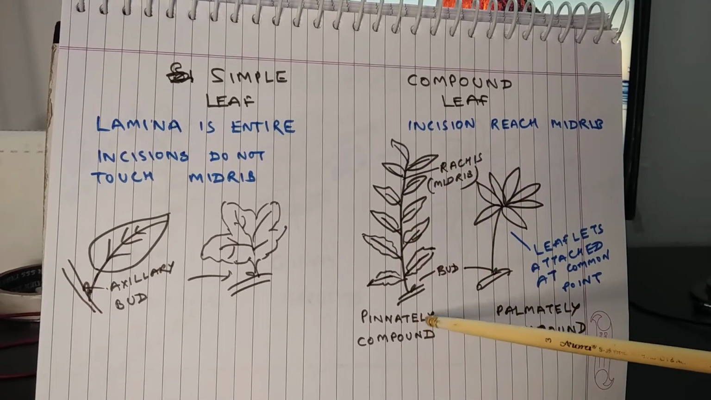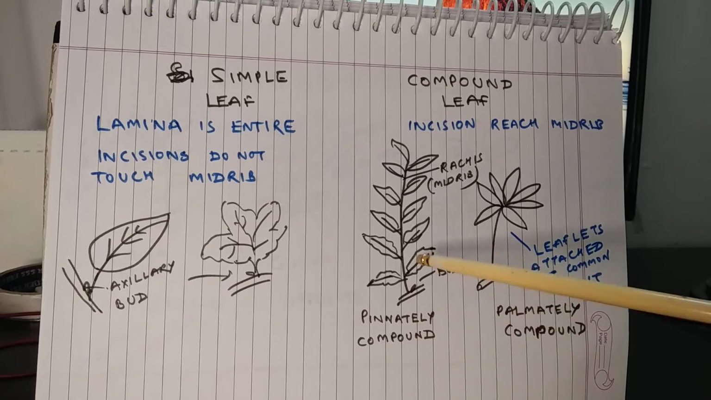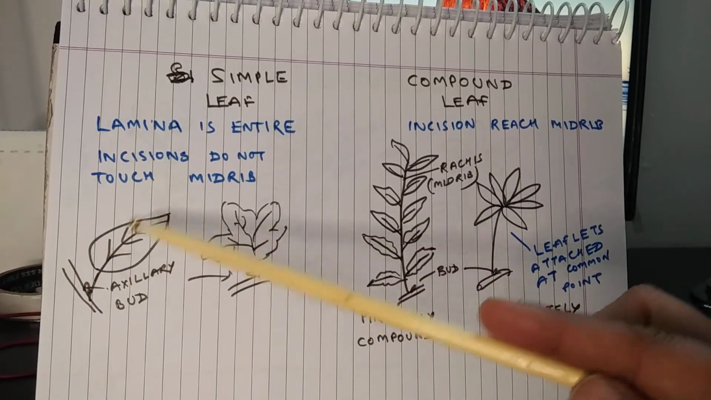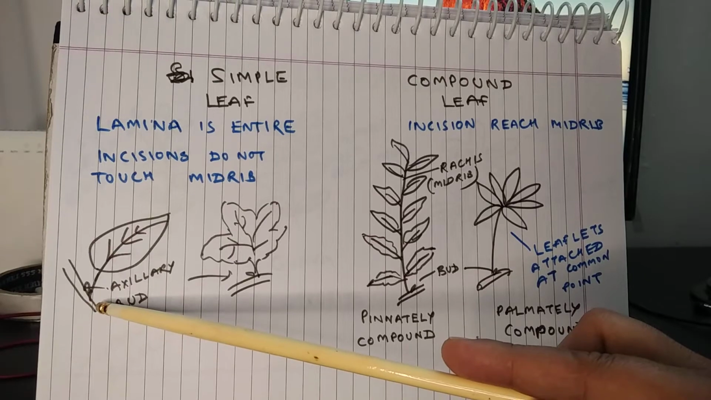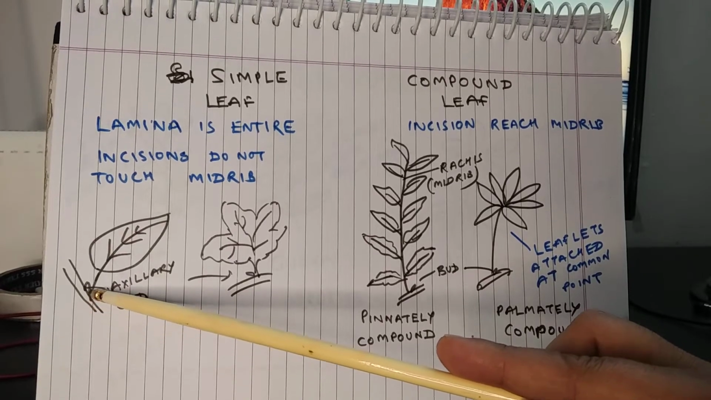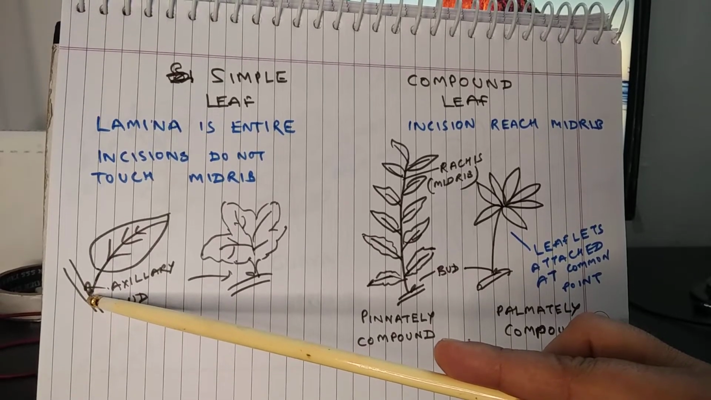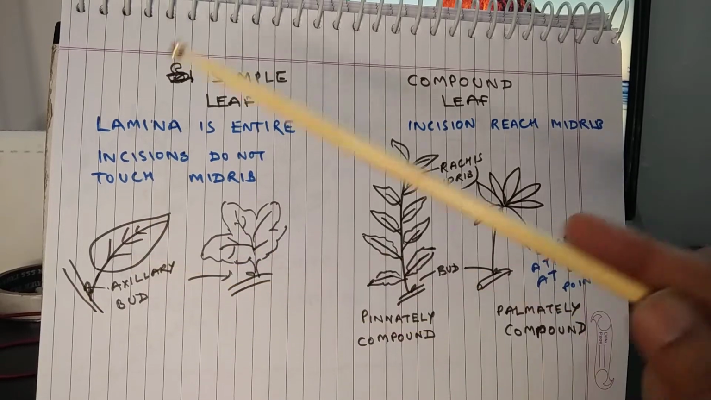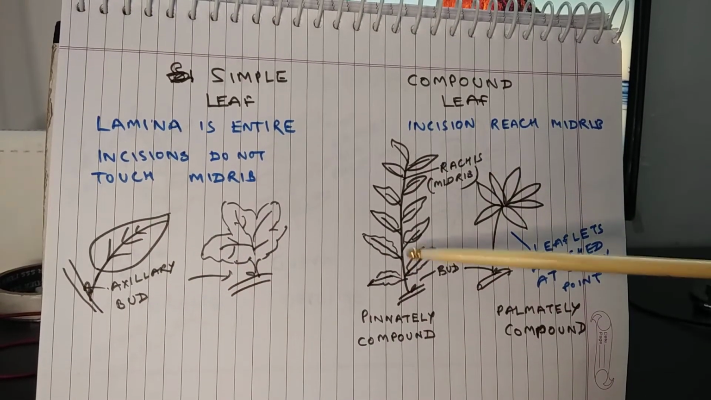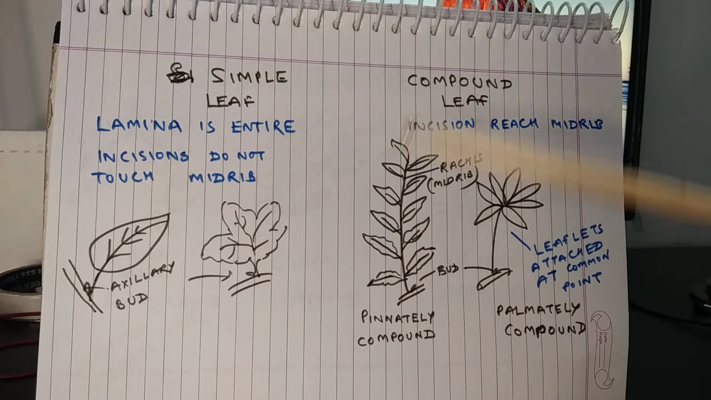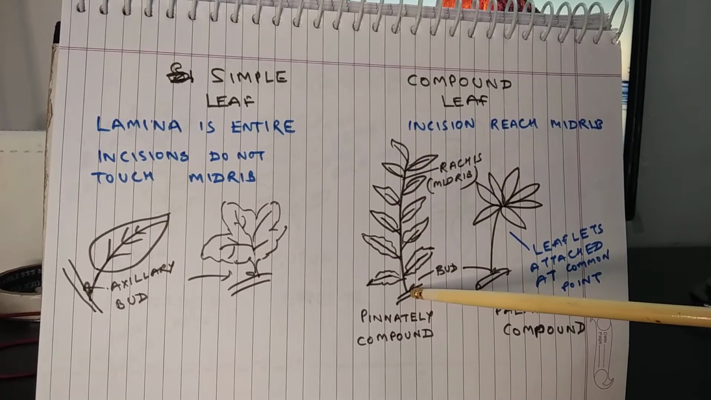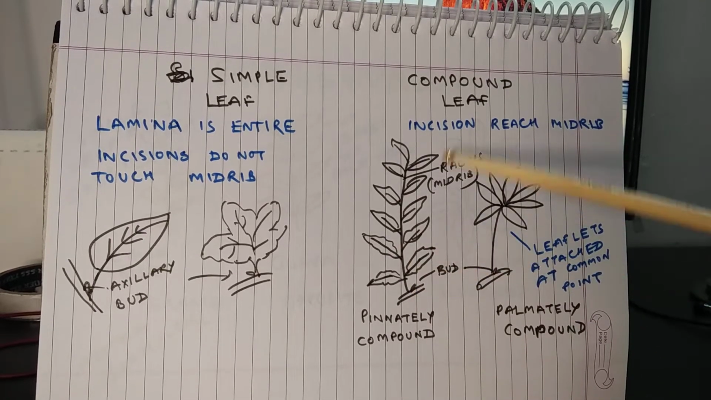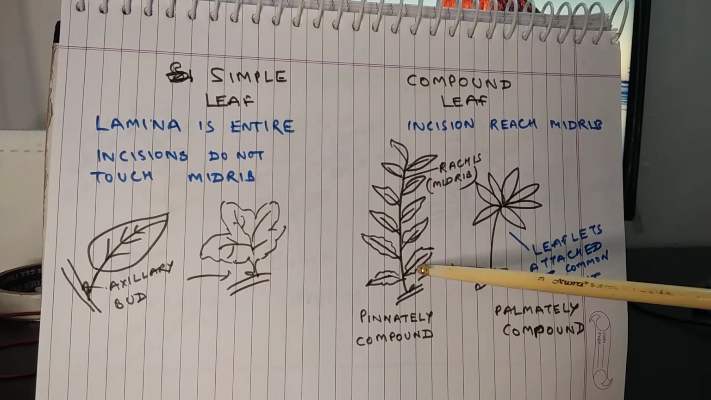Now, how to identify? You will observe that in case of a leaf there will be an axillary bud at the base of the petiole. So, there is a single axillary bud and there is a single leaf. There are so many leaflets, but no axillary buds can be seen. The axillary bud is present at the base. So, this gives the clue that it is a compound leaf instead of a simple leaf.